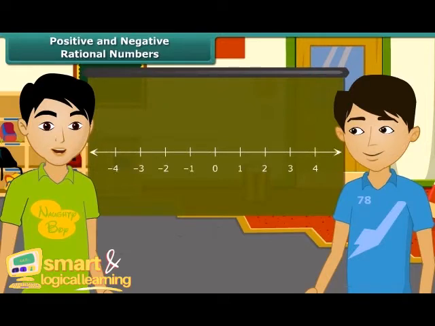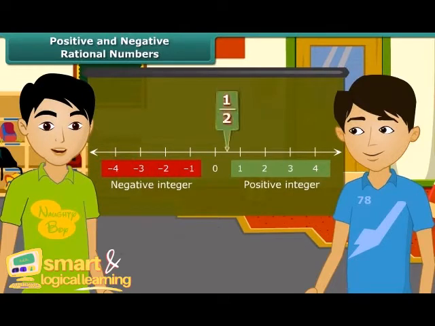Look at this number line. Points on the right side of 0 are called positive integers, and points on the left side of 0 are called negative integers. Let's mark 1/2 on this line. 1/2 will lie in between 1 and 0, and minus 1/2 will lie in between 0 and minus 1.